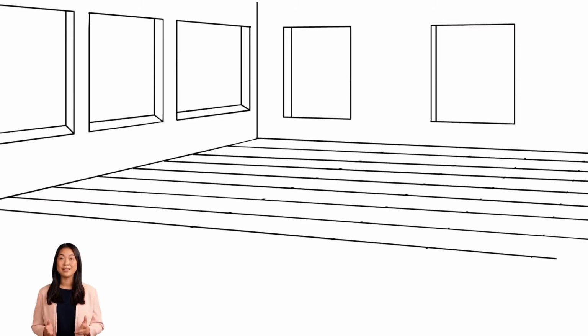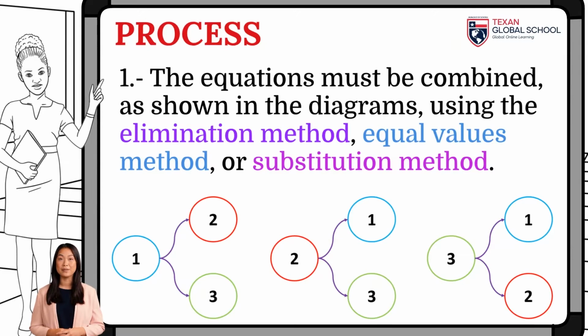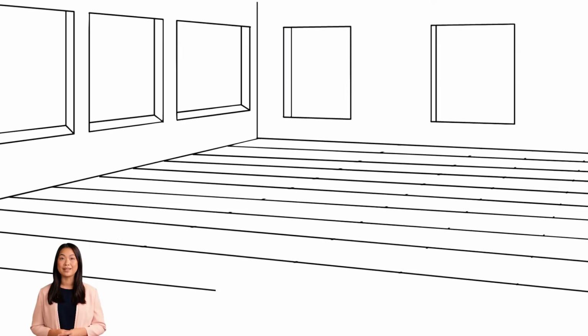Solving these types of systems implies using the methods seen in previous classes such as elimination, equal values, or substitution. This is done by combining the equations, equation 1 with 2 and 3, 2 with 1 and 3, or 3 with 1 and 2, as shown in the diagrams.